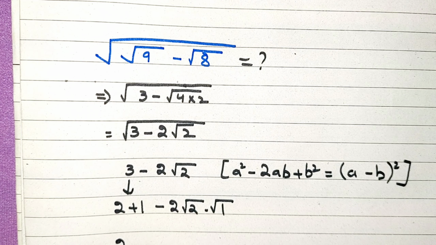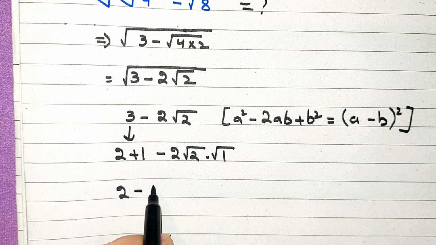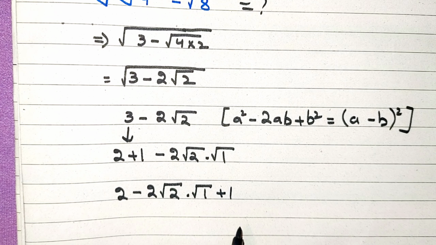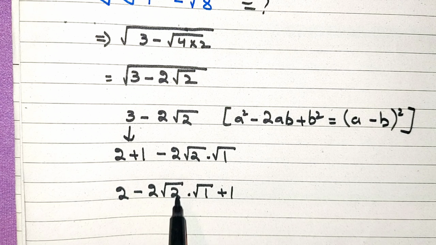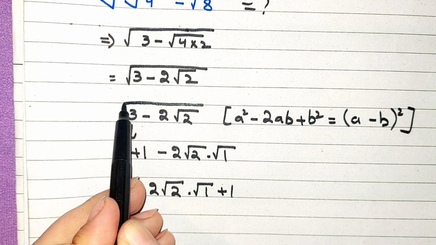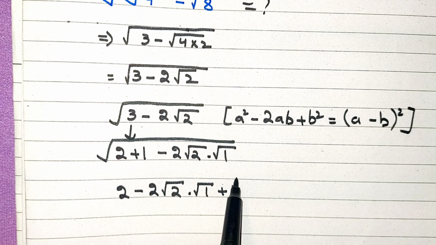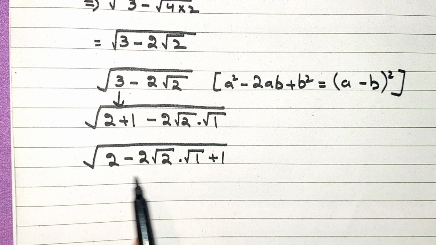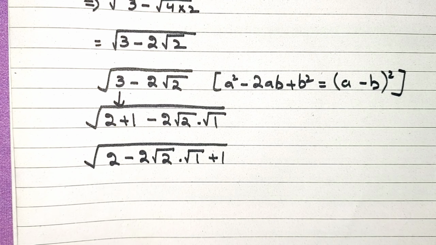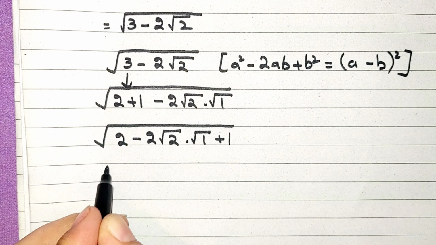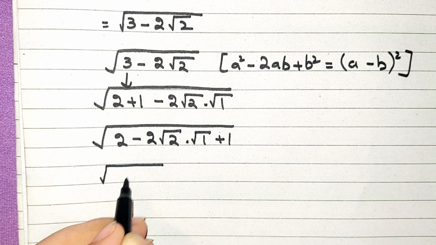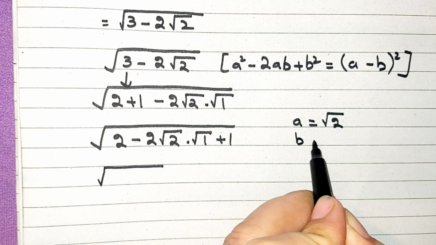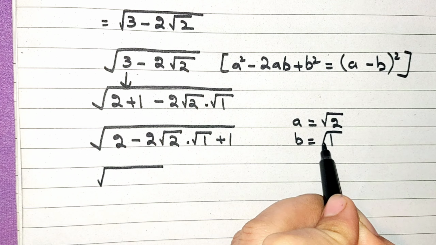So we have 2 minus 2 radical 2 times radical 1 plus 1, and we know that all these things are in the radical. Further, we can now write this in the form of (a minus b) whole square. Here we get a equals radical 2 and b equals 1, and we can also write this as radical 1.